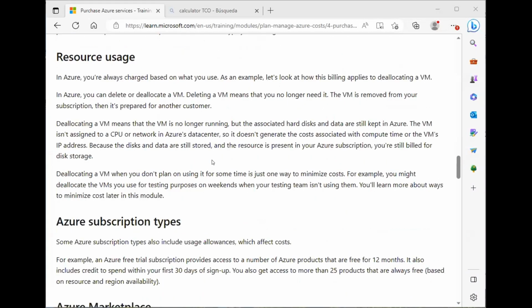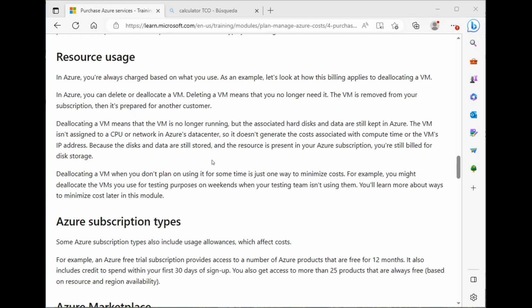Resource usage. In Azure, you are always charged based on what you use. As an example, let's look at how this billing applies to deallocating virtual machines. In Azure, you can delete or deallocate a virtual machine. Deleting a virtual machine means that you no longer need it. The virtual machine is removed from your subscription, then it is prepared for another customer.